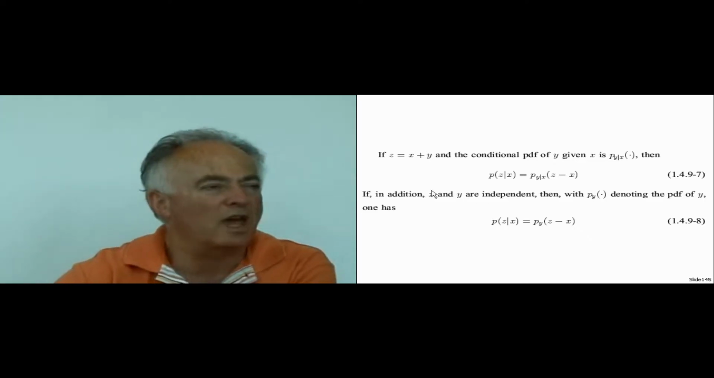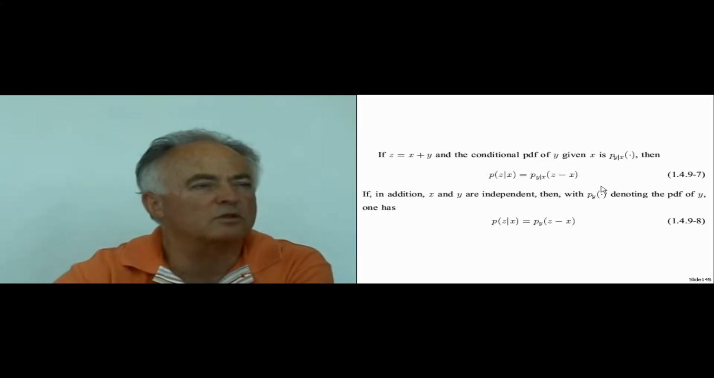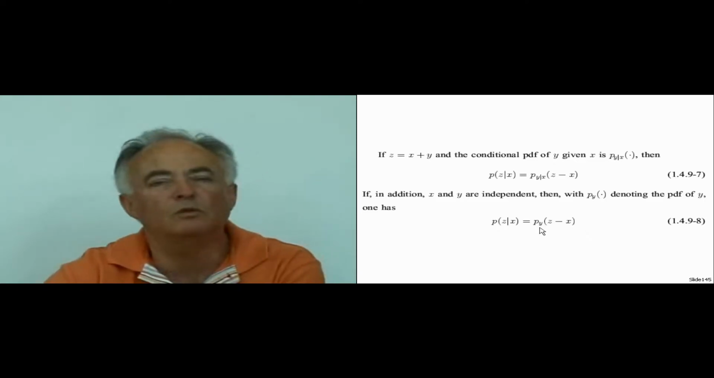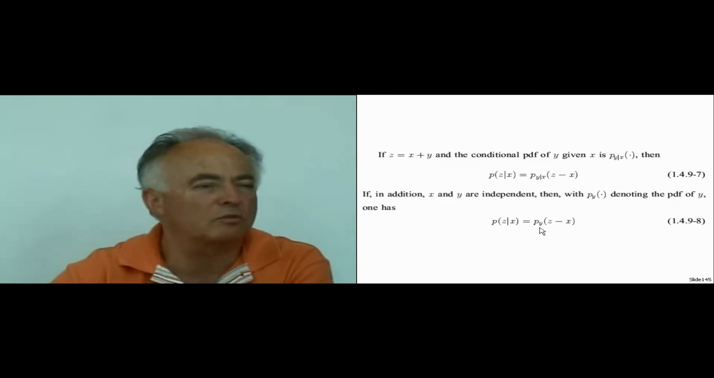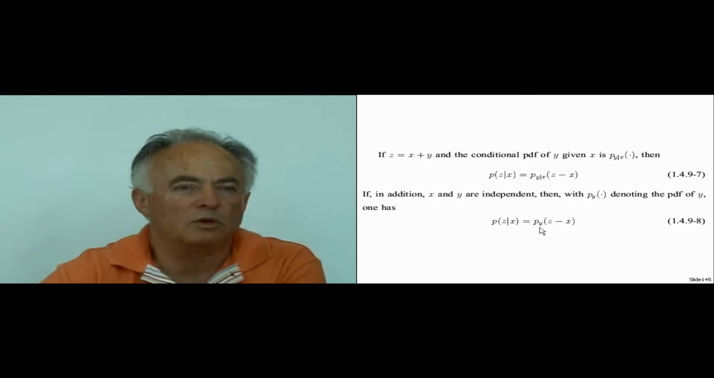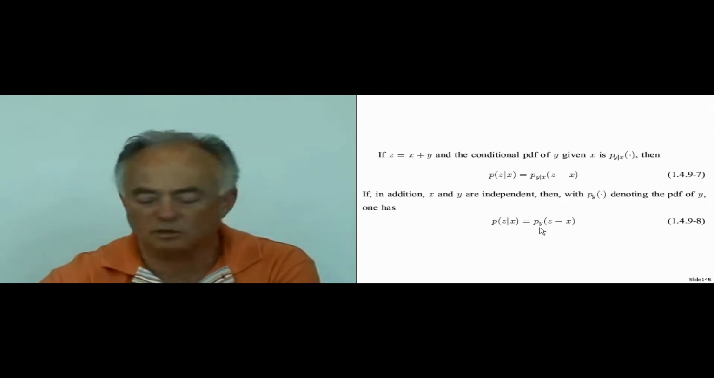Now, if x and y are independent, that will have an implication on this. What we have is, with P sub y denoting the PDF of y, P of z given x is just plain P sub y at z minus x, and here we do need the full notation with a subscript on the function to know which function we are talking about, because we talk about one function, the argument is something a little bit different than its original argument.